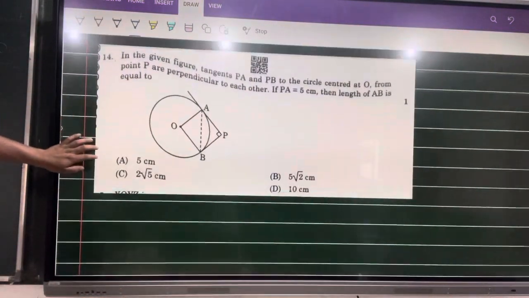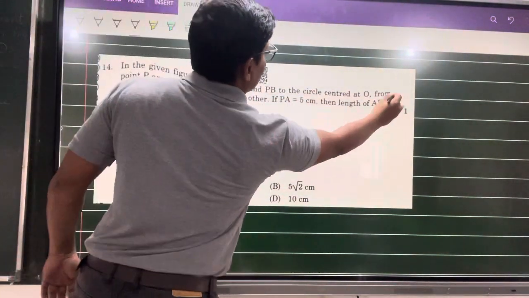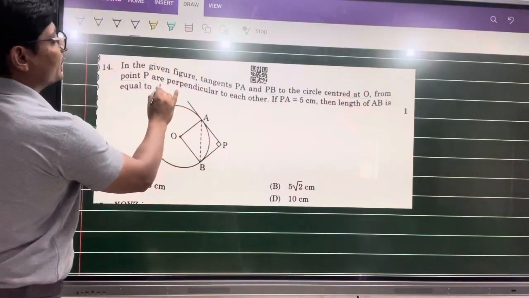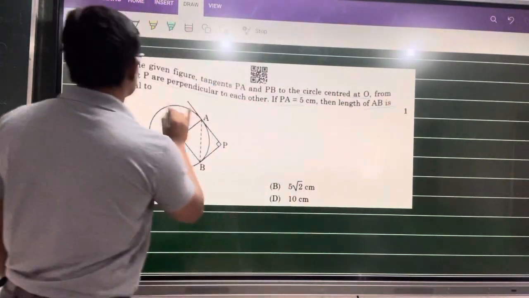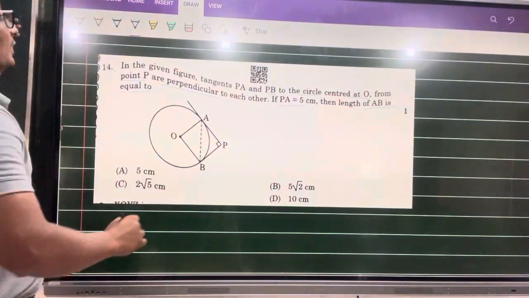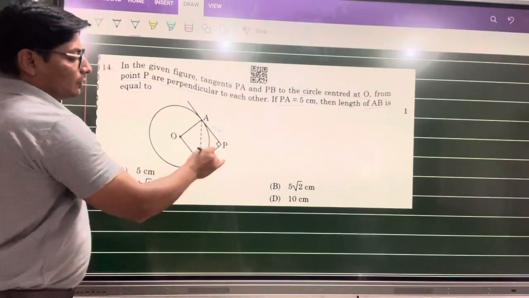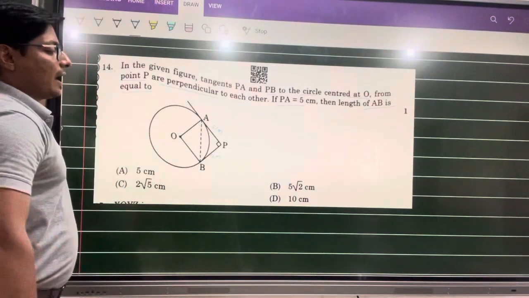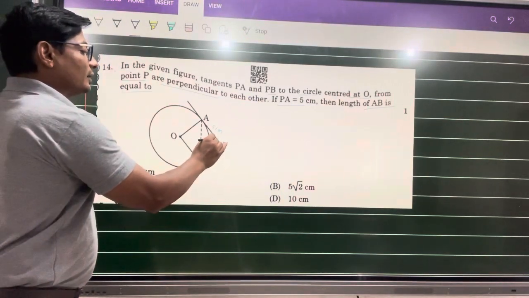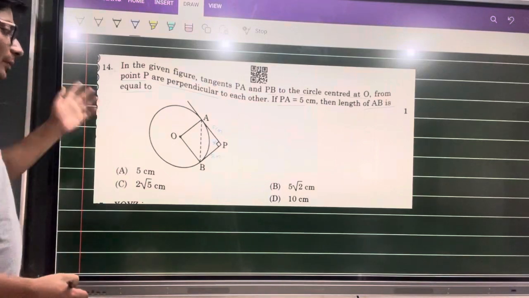Okay. Then 14th question, in the given figure tangent PA and PB to the circle centered at O from point P are perpendicular to each other. If PA equals 5 cm, then the length of AB is equal to, very simple question again, because they have given these two tangents and they have given the length of one tangent. So from the theorem we know that this length will also be equal to PB, and also they have given the angle here, 90 degrees, so it is forming a right angle triangle, and AB is therefore the hypotenuse of that.